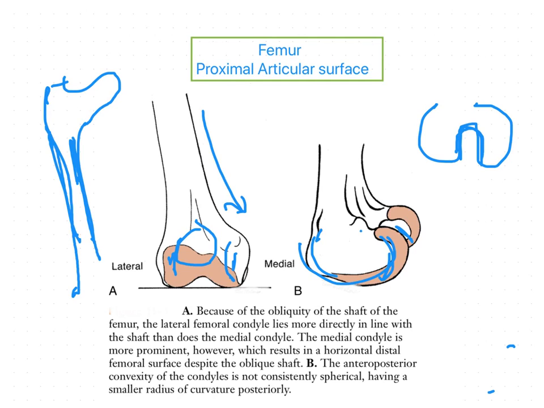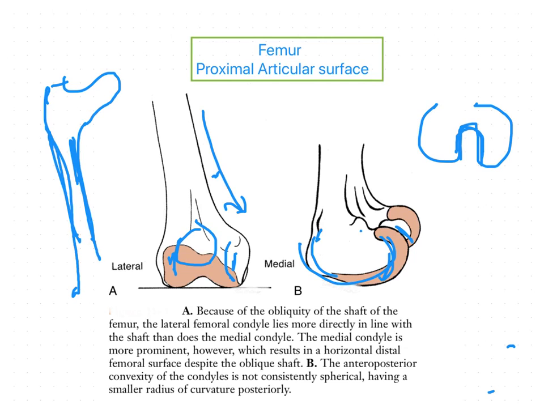Okay. So given this obliquity of the shaft of the femur, the lateral condyle is more directly in line with the shaft of the femur than the medial condyle. So the articular surface of the lateral condyle is not as long as the articular surface of the medial femoral condyle.